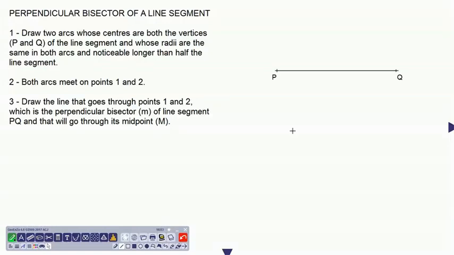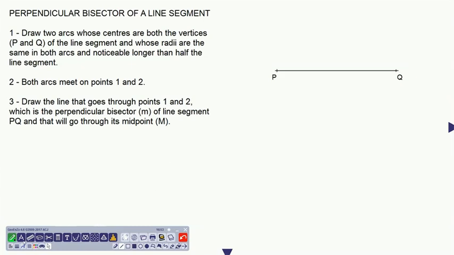In this exercise, we're going to draw the perpendicular bisector of a line segment. The perpendicular bisector of a line segment, PQ in this case, is the straight line whose points are the same distance from the vertices of the segment. In order to get points at the same distance from another one, we will have to use circumferences.